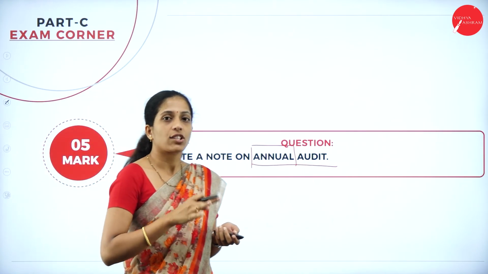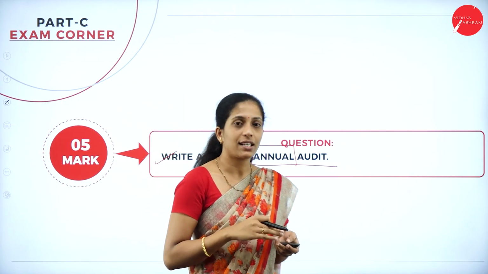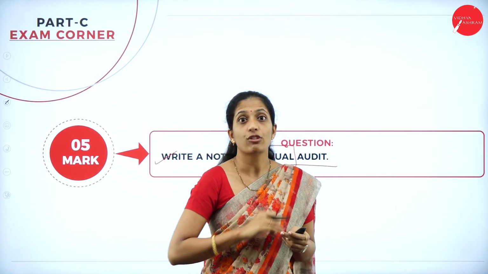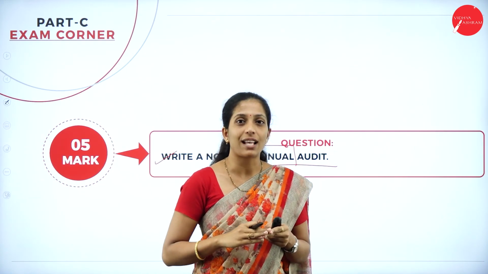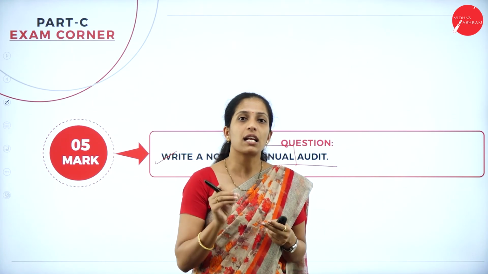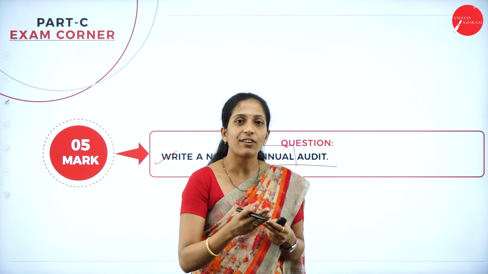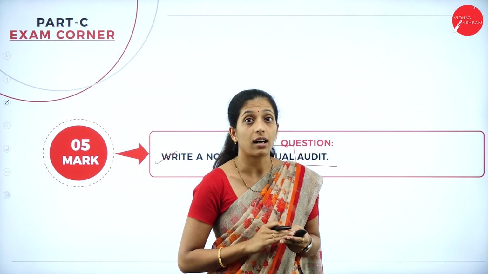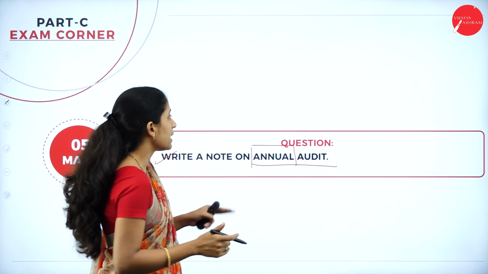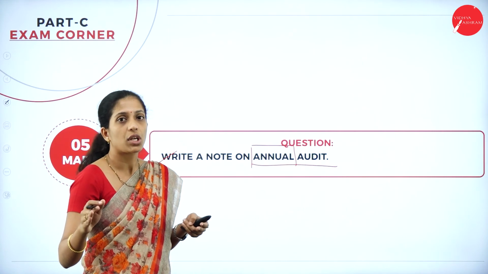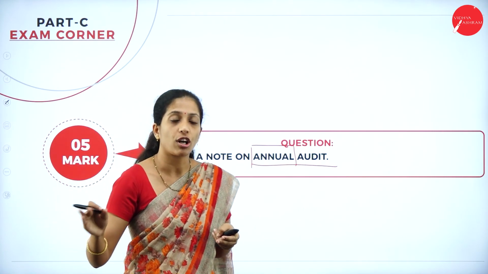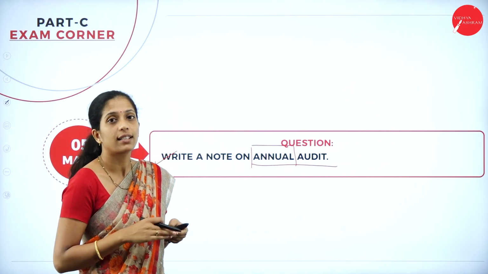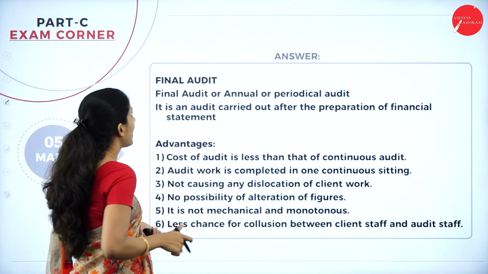There are certain advantages as well as disadvantages. The advantage is that at one sitting, they can finish all the work. But there is also continuous audit, which is the reverse of annual audit, where each and every transaction is verified often, that is, each day they verify the books of account. But in the case of annual audit, as the word itself says, it is conducted at the end of the financial year, that is, after the preparation of the financial statement. So you can write the answer.